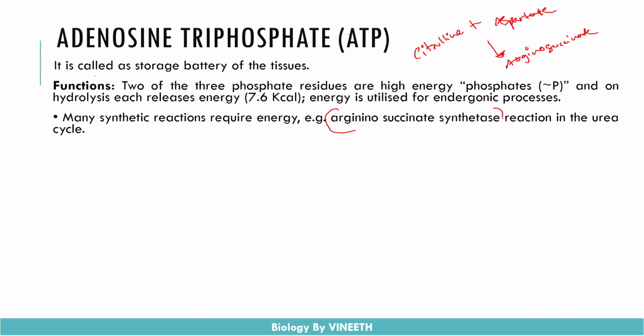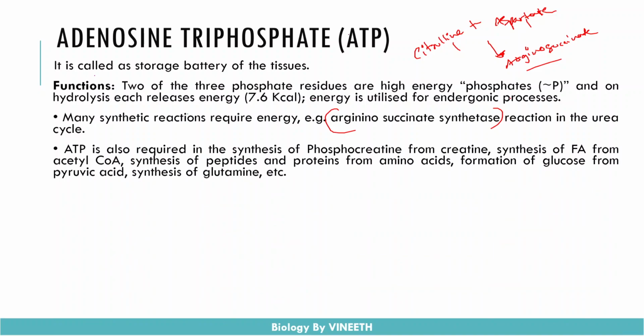This synthetase combines citrulline and aspartate to form arginosuccinate in the urea cycle. For that it requires ATP. There are two types of enzymes in the synthesis category, the enzymes which synthesize a molecule. One is synthetase and one is synthase.